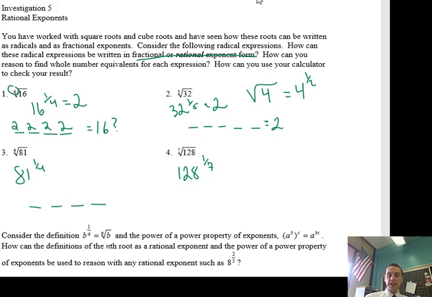Let's go to 81. We know this is not 2, it's not an even number. So what multiplied by itself 4 times gives you 81? Let's go to the next number up. 3. 3 times 3 is 9. 9 times 9 is 81. So we know 81 to the 1/4 is 3. And this is 2 again.